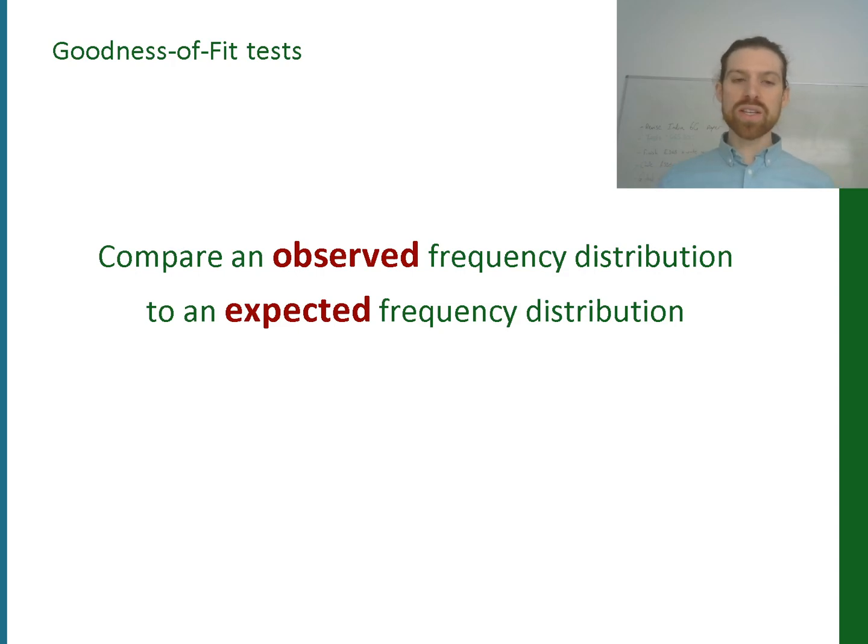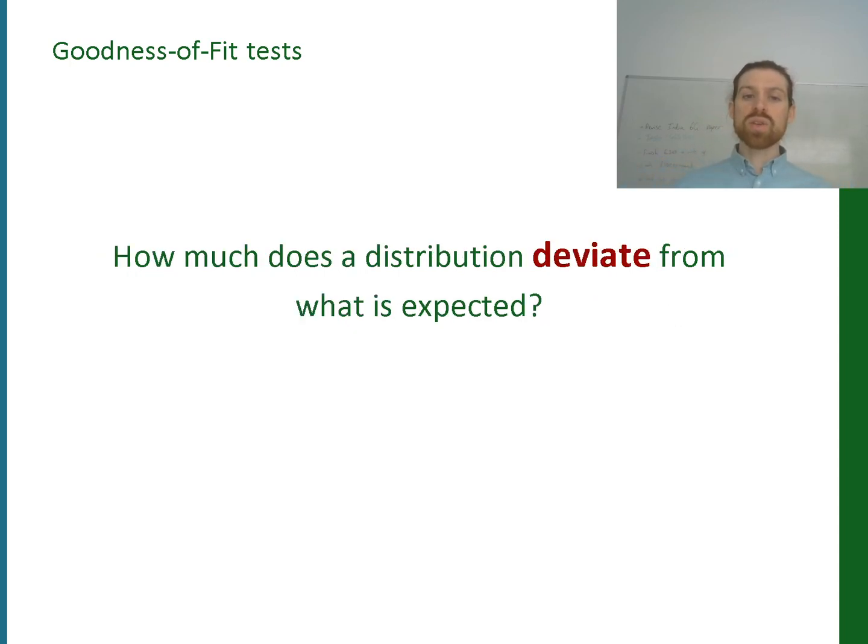Okay, so what do we do within a goodness of fit test? Well, in this particular case, we are comparing an observed frequency distribution. I'll give you an example of that when we move on in a second and we have some actual data. And we're comparing it to just the expected frequency distribution, the type of frequency distribution that we would expect to occur randomly, just by chance. So how much does a distribution deviate from what is expected? That's basically the fundamental way in which we start to assess the observed data that we have versus the expected data that we have.